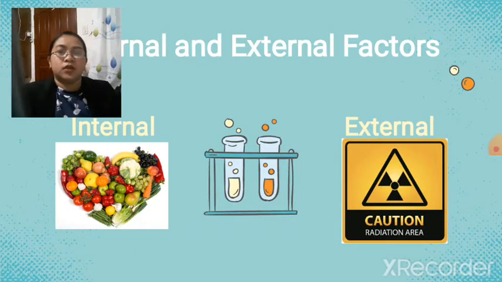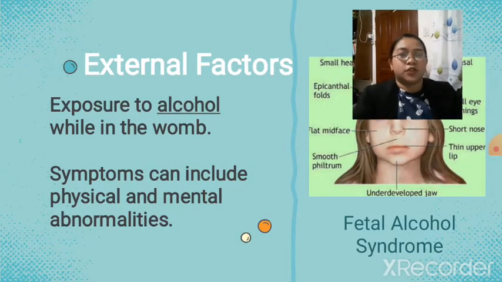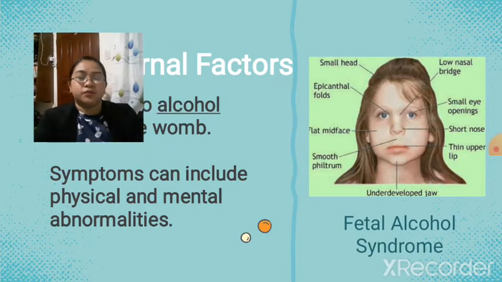By looking at the couple of pictures here, they were hinting at radiation as an external factor. On the other hand, internal is like a diet. Here is an example of an external factor: exposure to alcohol while in the womb. Symptoms can include physical and mental abnormalities. As you can see, this is called fetal alcohol syndrome.